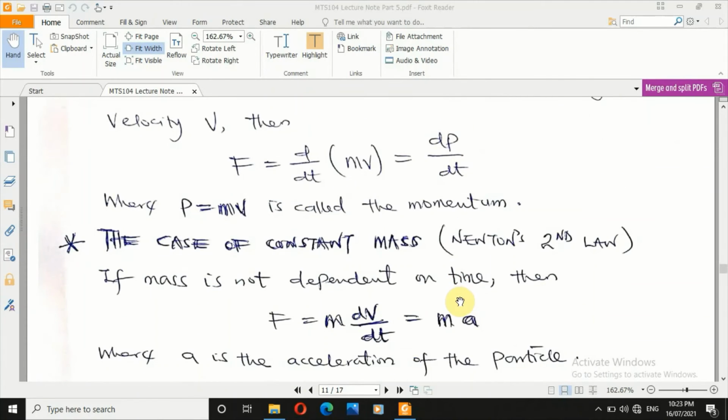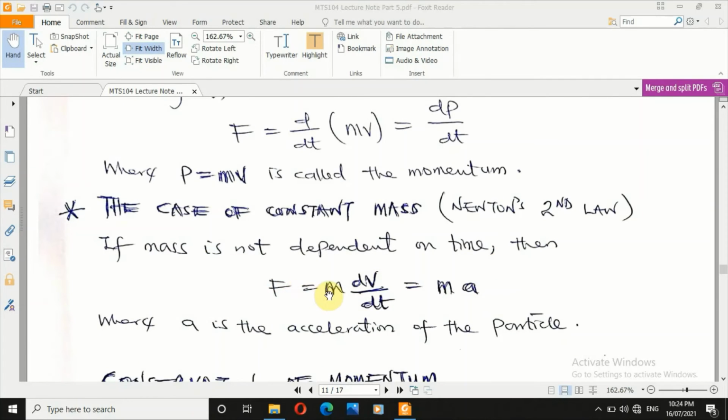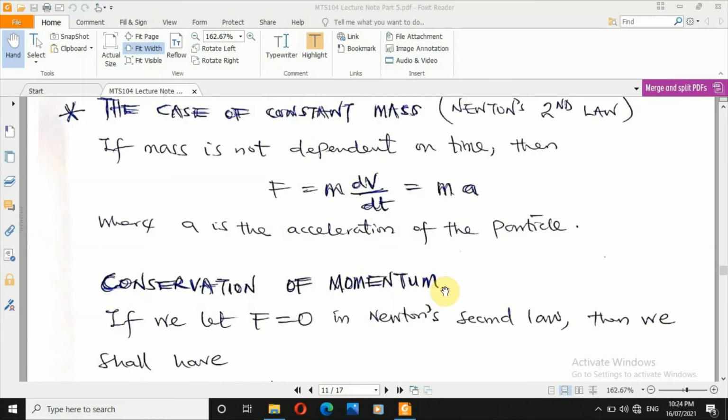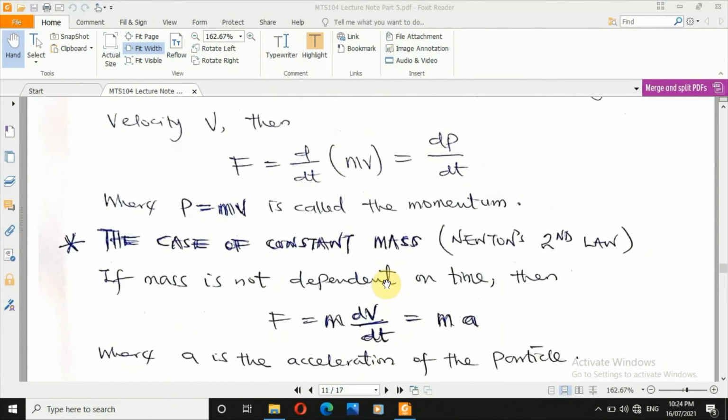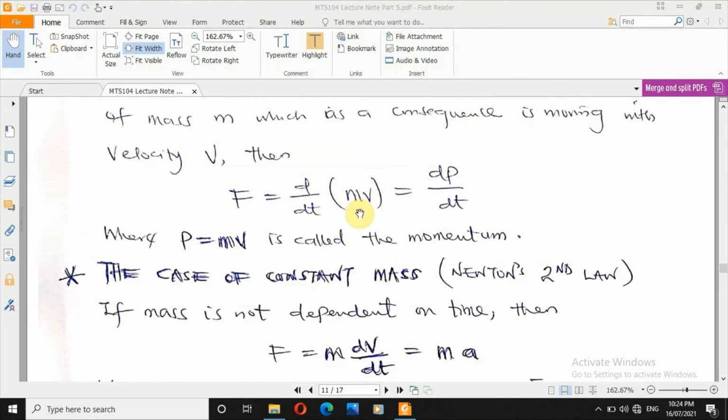So that is it. Now that's not all. Let's consider the second case again. What if the mass is a constant? In that case, if mass is not dependent on time, then we have force equals mass times dv/dt, which is mass times acceleration, where a is the acceleration of the particle. Now, conservation of momentum. If we let F be 0 in Newton's second law of motion, that is if F is 0 here, now look at this. If F is 0, we have 0 because d/dt of m times v.